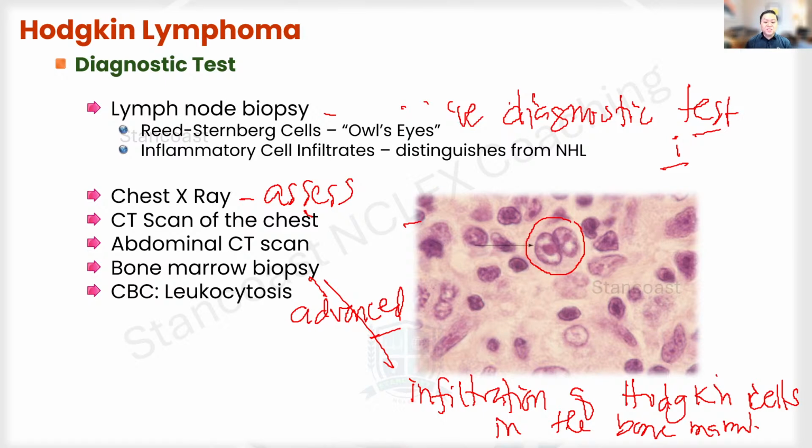So I want you to recall the different diagnostic tests here. Recall about the Reed-Sternberg cells, which is the hallmark diagnostic sign in Hodgkin lymphoma. We also have the classification here. Don't forget about the distinguishing inflammatory cell infiltrates, and also the other imaging studies, the bone marrow biopsy, and the use of the CBC. Okay, don't forget those.